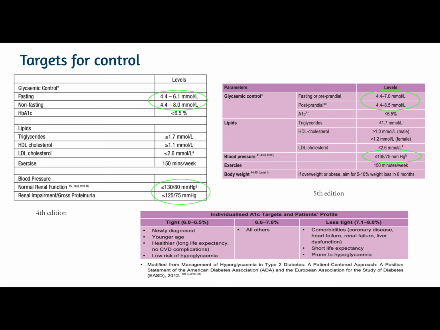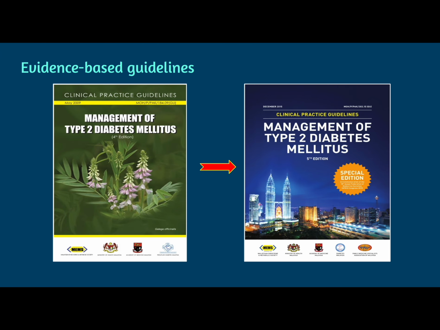Take note of the individualized A1C targets at the bottom, where you have less tight targets for those with comorbidities, short life expectancy, and those who are prone to hypoglycemia. These are evidence-based guidelines compiled together to form clinical practice guidelines. You may find them on the Academy of Medicine website or by just Googling them on the internet.